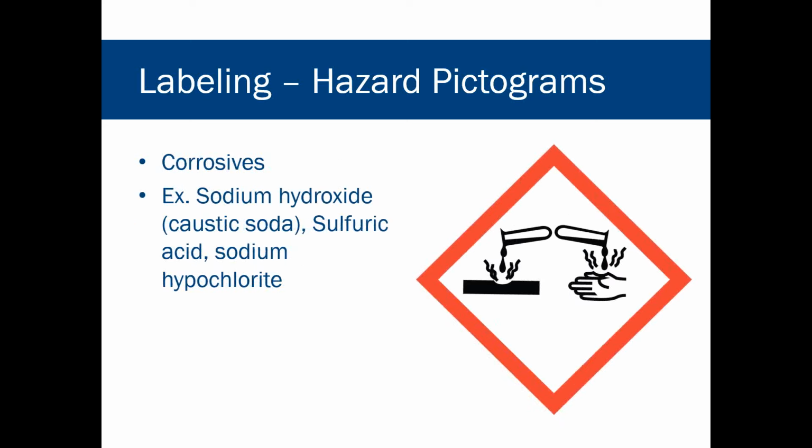The corrosive pictogram is the same as the DOT placard, and this is the one that shows the test tubes burning the hand and the piece of metal. Corrosives are going to include both acids and bases, and some examples are sodium hydroxide, which is also called caustic soda, sulfuric acid, and sodium hypochlorite.